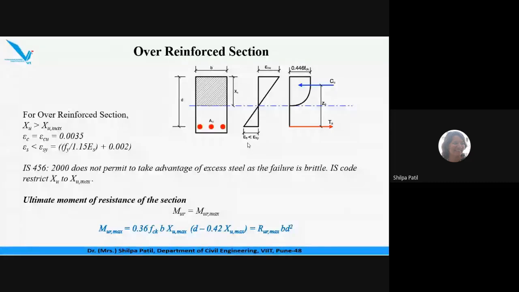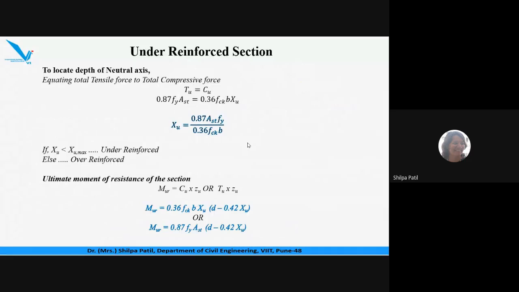value of moment of resistance, because what is the formula? I will go back to the under reinforced section: 0.87 FY AST into bracket D minus 0.42 XU. Even though in place of XU I am putting XU max, I do not have the exact value of FY at the time of failure. See, in case of under reinforced section, at the time of failure, the steel has already crossed its yielding. So we have a value of FY as 250 or 415, whatever is the grade of the steel we have used. And concrete also has reached its maximum strain.